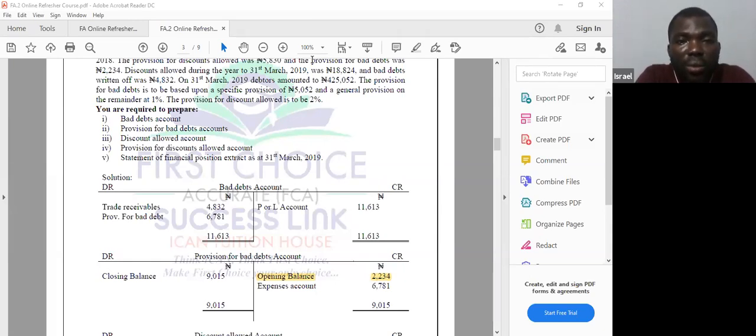So let's continue. So we have bad debt. The other one we stopped at is the discount allowed during the year to 31st March 2019, which was 18,824. So that is the discount for the year. So that's discount allowed.